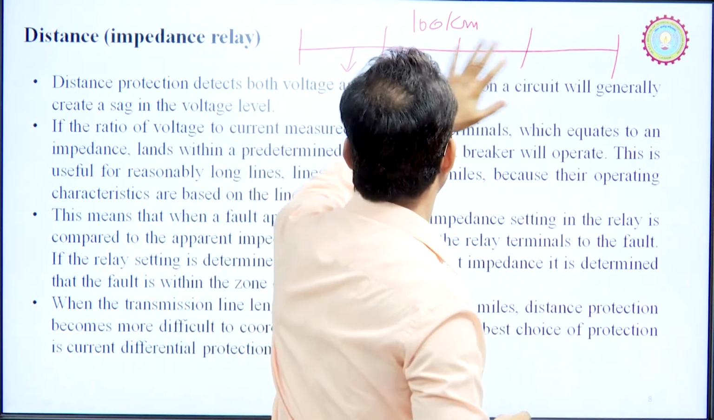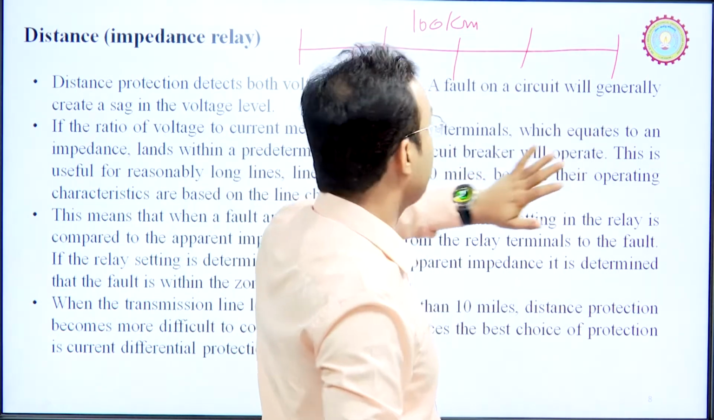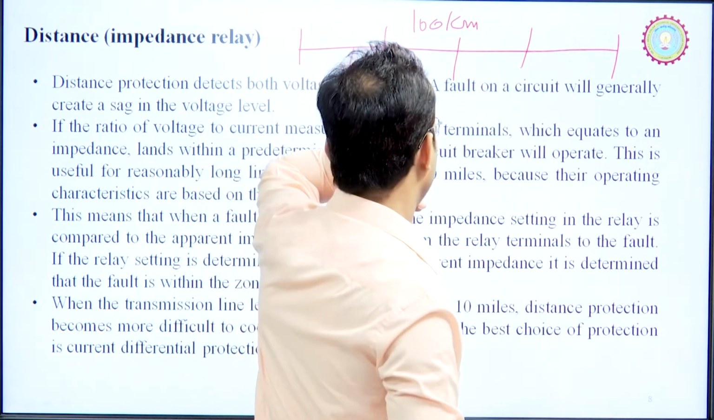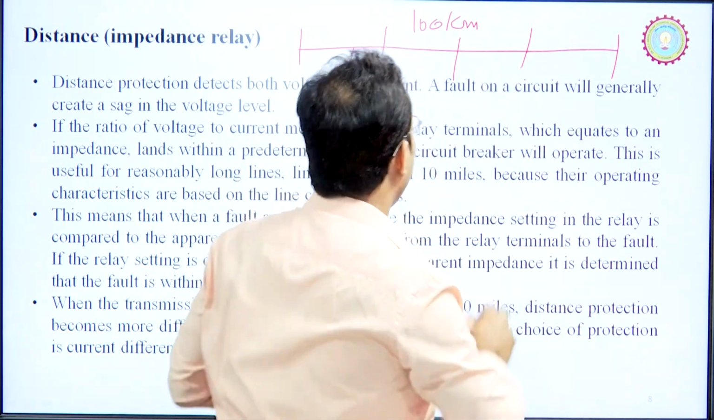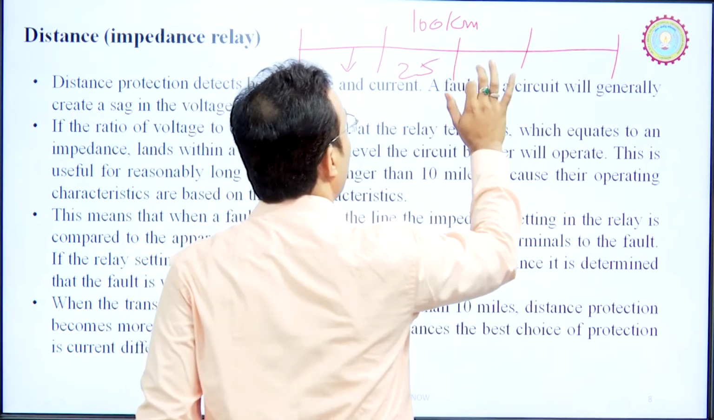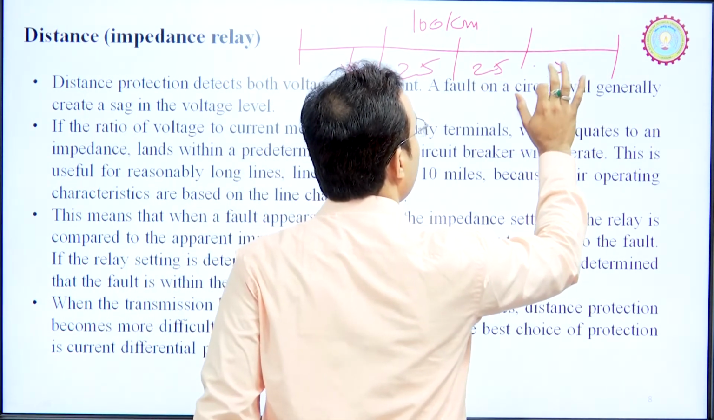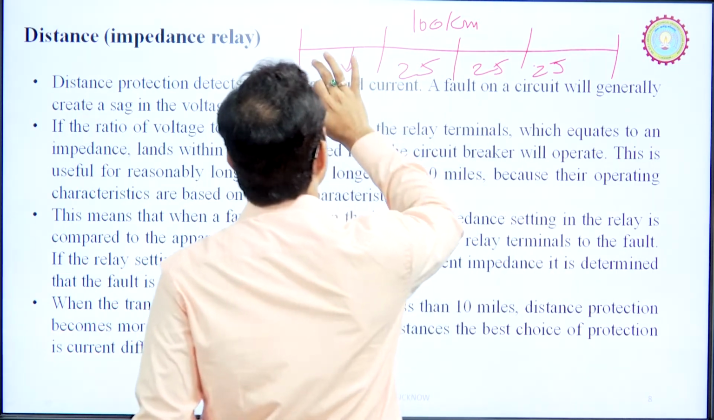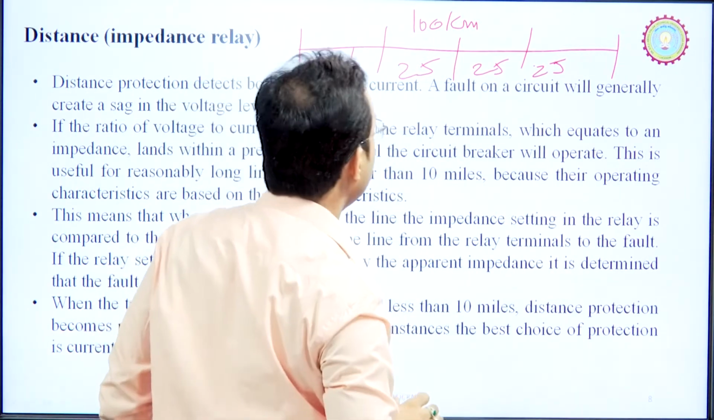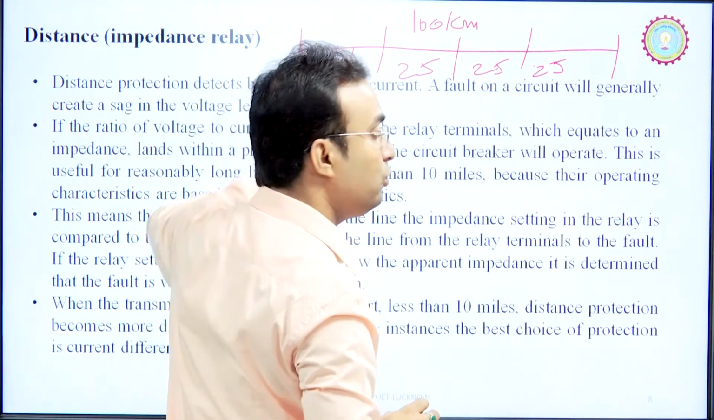that we can divide this whole line into zones. Suppose we have these 4 zones. A 100 km line is divided into 4 zones. So, now we have 25 kilometer zones, and suppose we have a fault in that zone.